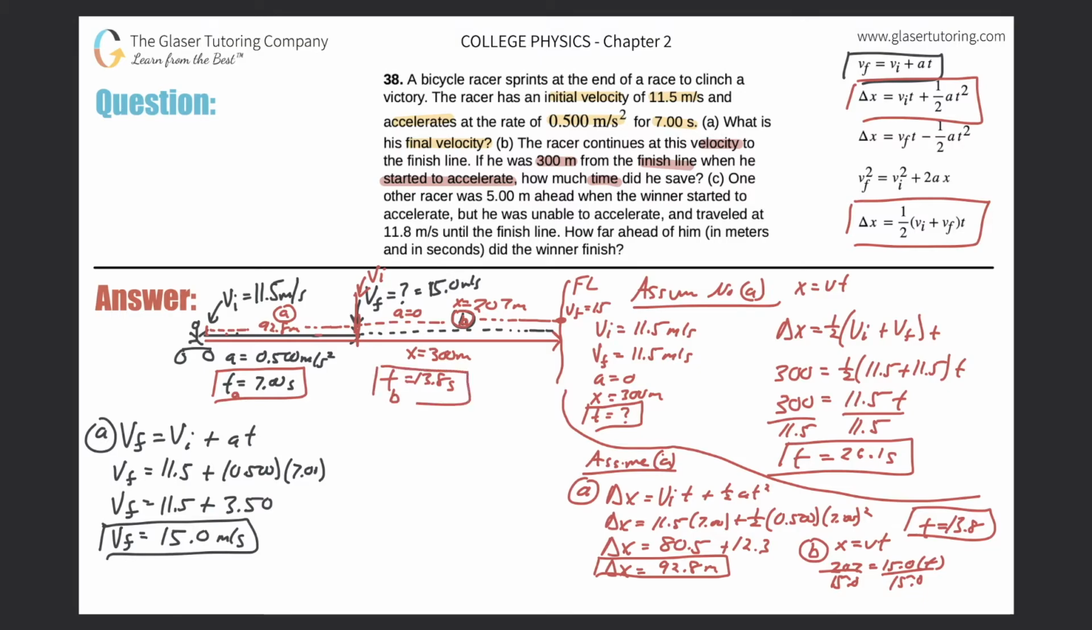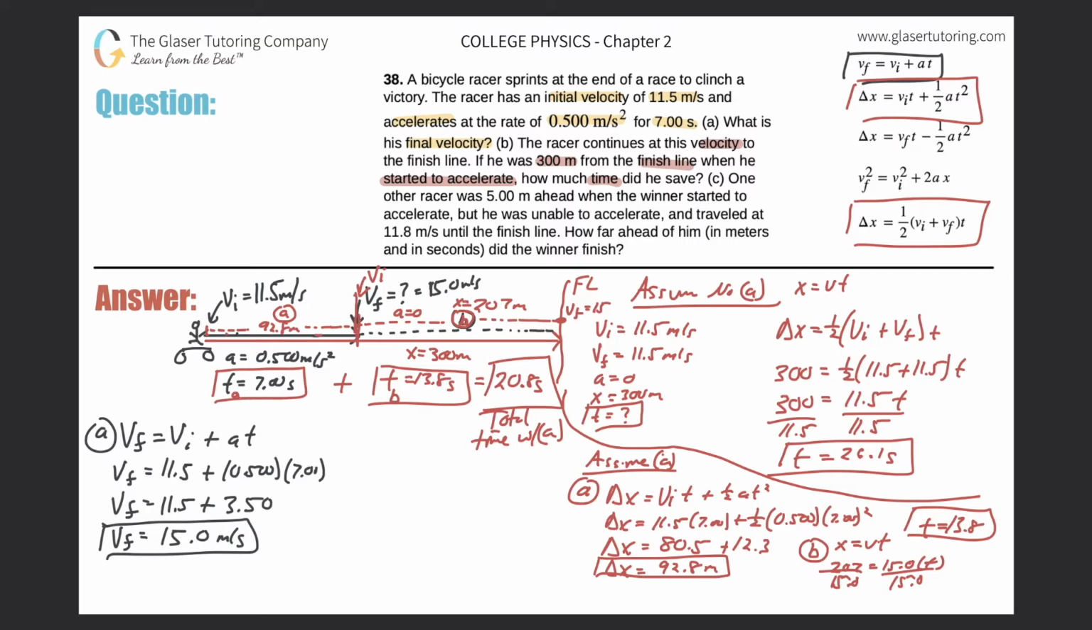So what would be the total time? Just simply add them together. The total time will be 13.8 plus 7. I don't even need a calculator for that, but I used it anyway, it is 20.8. So 20.8 seconds is the total time with the acceleration.